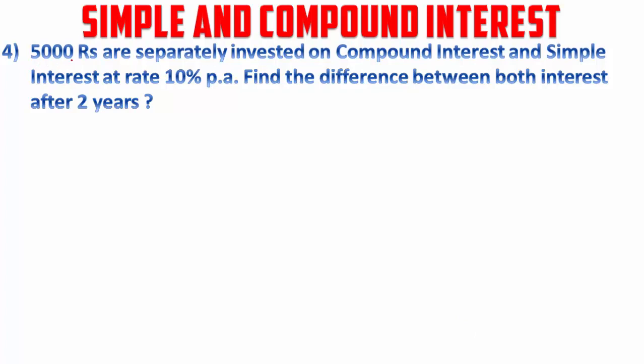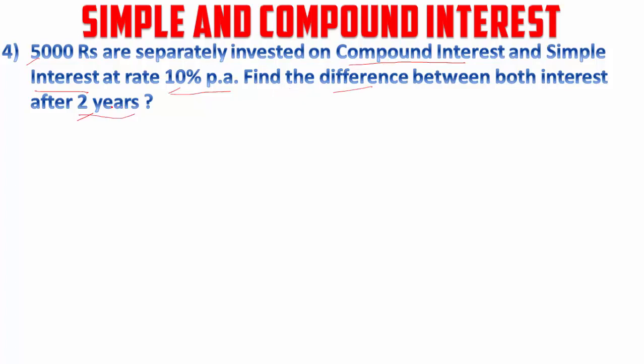The fourth question is: 5,000 rupees is separately invested on compound interest and simple interest at a rate of 10% per annum. Find the difference between both interests after 2 years. In this question, principal is given, that is 5,000. Rate of interest is given, that is 10%. Time is also given, that is 2 years. And we have to find the difference between the compound interest and simple interest.